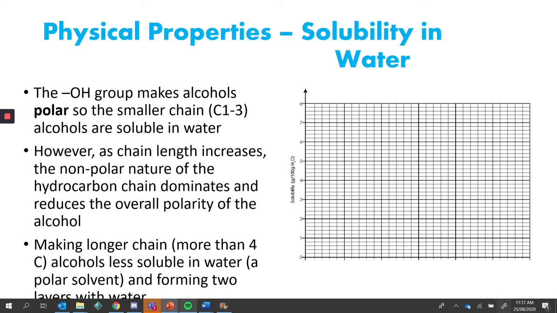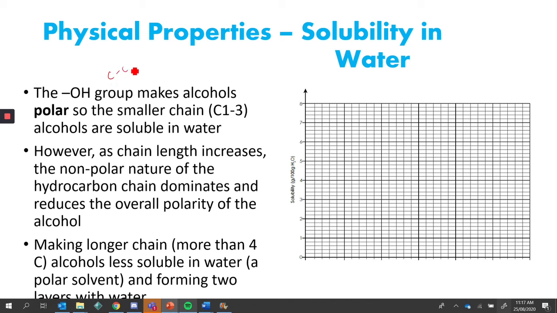Solubility in water, so this is slightly different to what we've seen. The OH group makes alcohols polar. So as long as the carbon chain is quite small, like 1 to 3 carbons, then overall it'll be soluble in water, will have an overall molecular dipole. But as the chain length increases, that really big hydrocarbon chain actually dominates and reduces the overall polarity. So more than 4 carbons, they're less soluble in water and will form 2 layers like we've seen before.